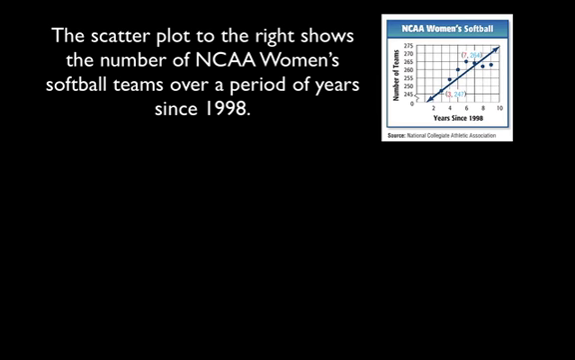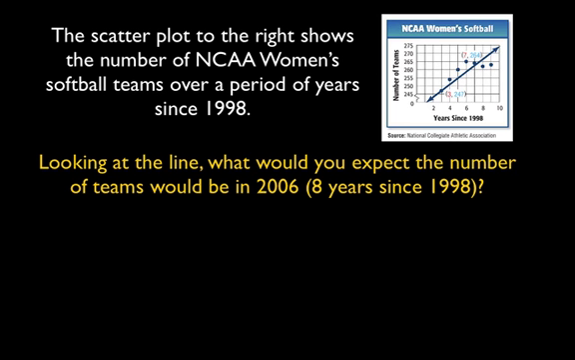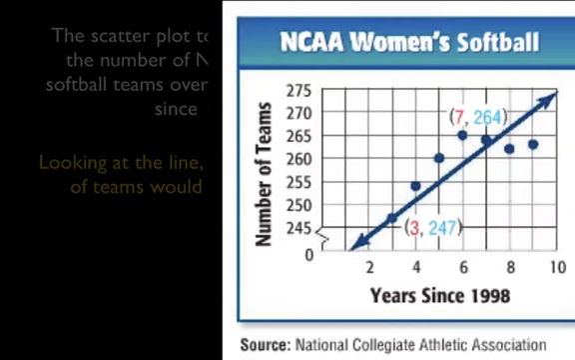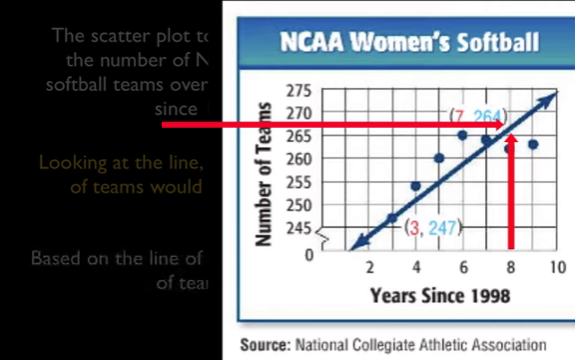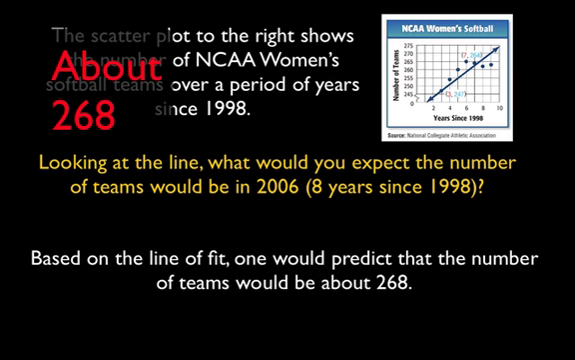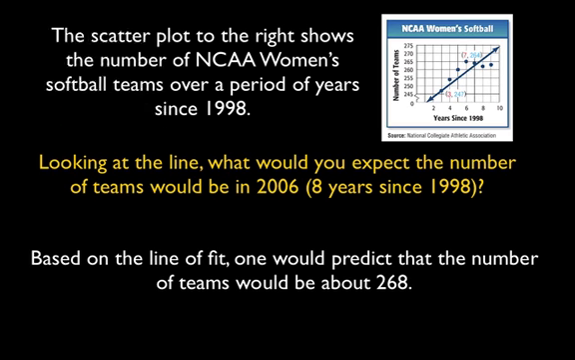All right, so let's move on. What does it want us to do next? It says, looking at the line, what would you expect the number of teams would be in 2006, or 8 years since 1998? Well, looking at 8 years since 1998 and going up and looking at that arrow, it looks to me like I would predict that the number of teams would be about 268. Alright, so we've got 265 there, and the line goes just a little bit above that, but not quite to 270.